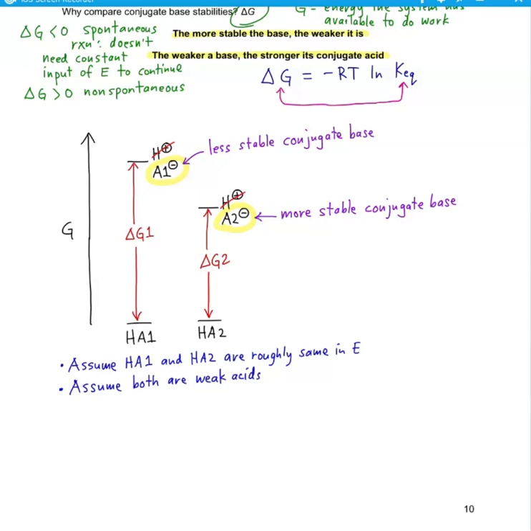And now let's look at these delta G values. Both of them are positive, so neither one of them is favorable. But the one that's less positive and therefore more favorable is delta G2. It's a smaller positive value of delta G, which makes it, of these two, the more favorable delta G.